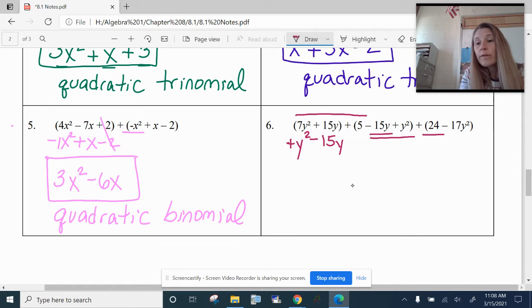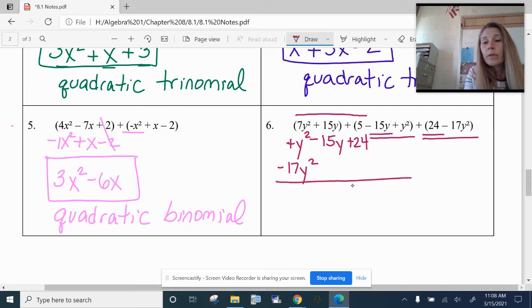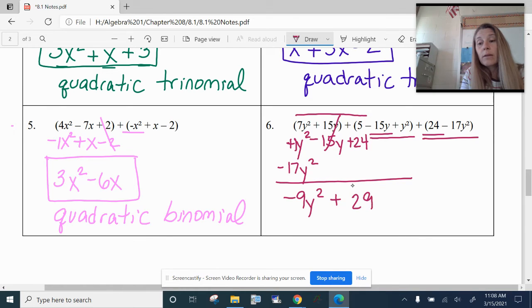Then I'm adding 24, so I'm going to add that underneath my 5. And then I'm subtracting this 17y squared. So with the y squares, I have a 7 and a 1, which gives me 8. And then 8 minus 17 will give me a negative 9y squared. Then 15y minus 15y cancel out. And then 5 plus 24 gives me 29.